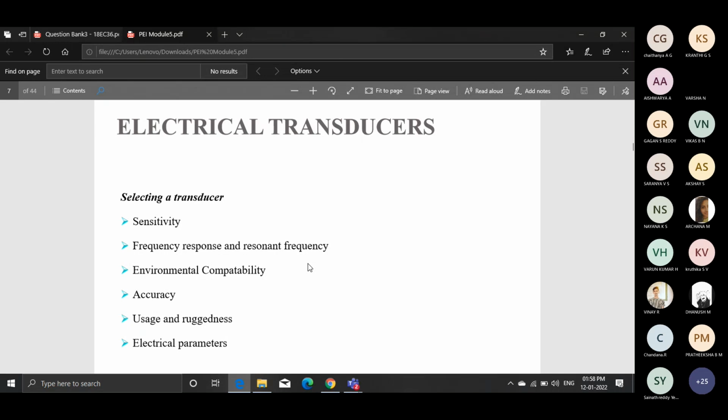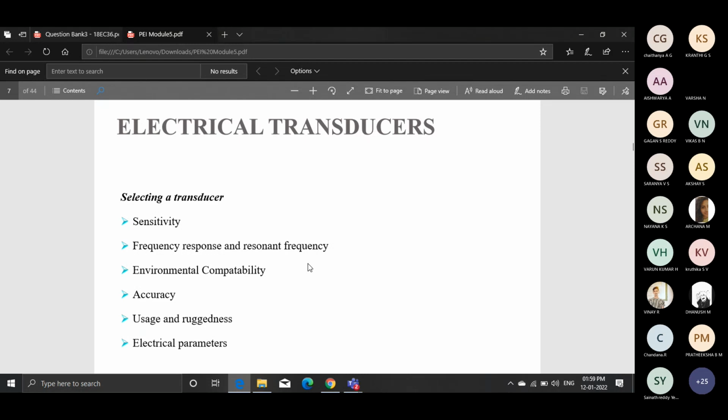Environmental compatibility. Yes, very, very important. Assume there is a transducer which can work in that particular environment, because some of the transducers we cannot put into water and operate. So conditions need to be checked before selecting the transducers. If it is required, a transducer which needs to work inside the water, because I need to receive some input underwater.